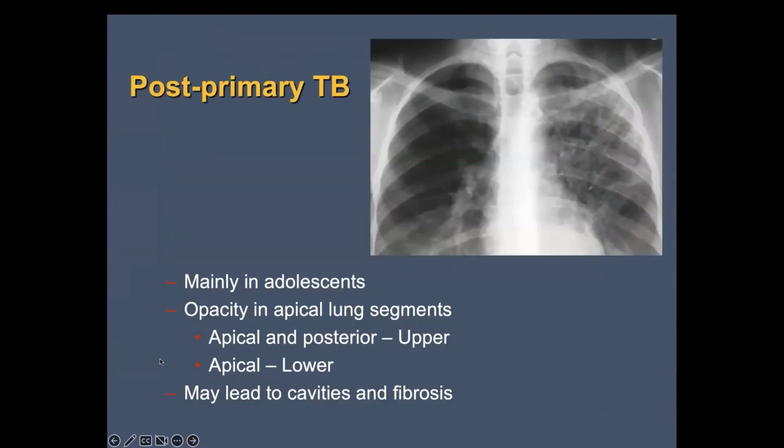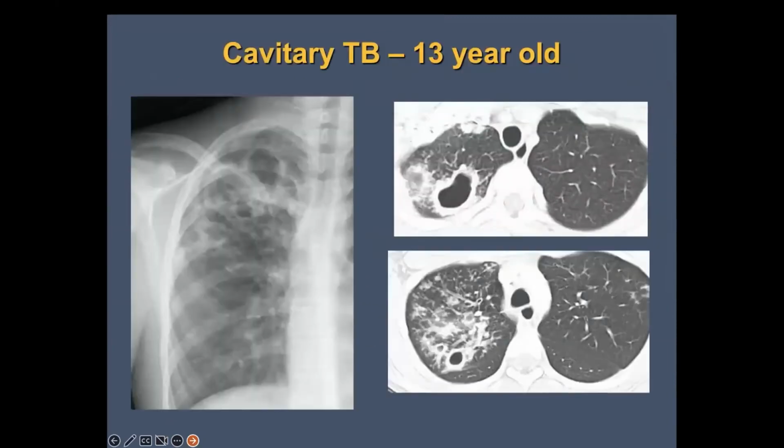What we have always called post-primary TB tends to be much more common in teenagers and adolescents, and it has a more typical appearance of what you tend to see commonly in adults with TB. Opacities in the apical segments are most common because of the low oxygen tension in those areas, and you can get the typical cavities and ongoing fibrosis that you're familiar with.